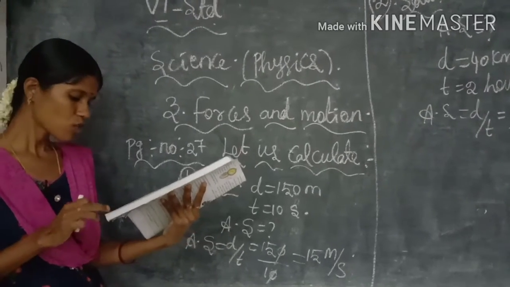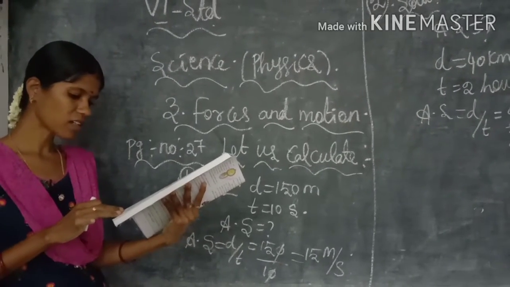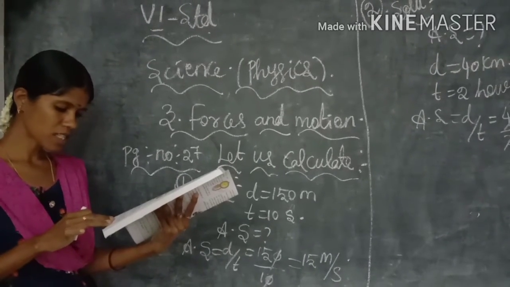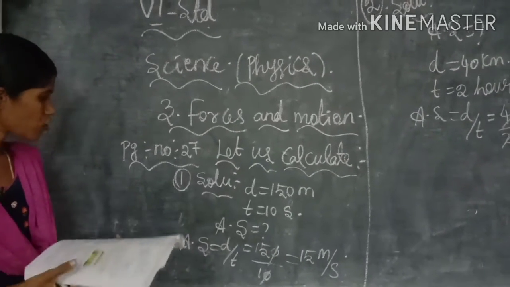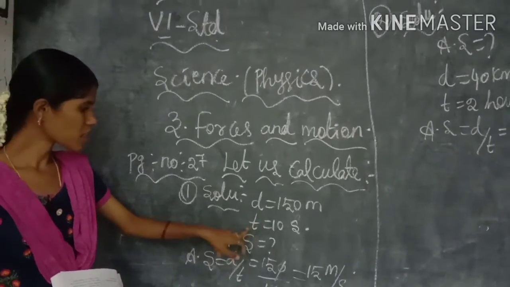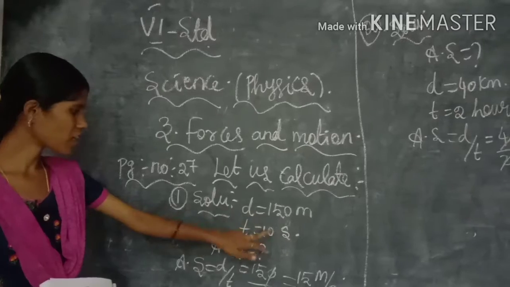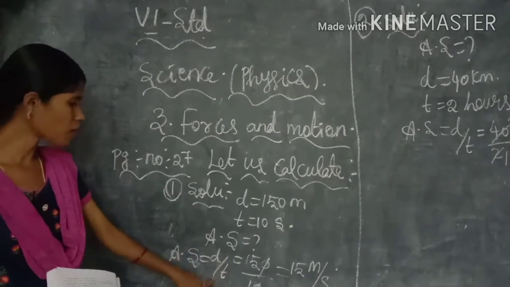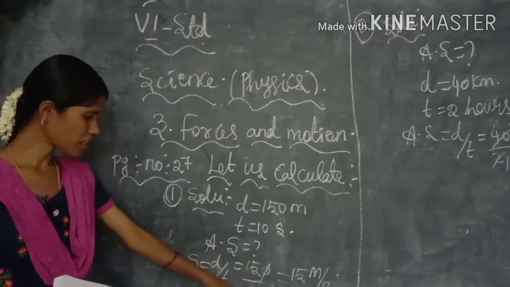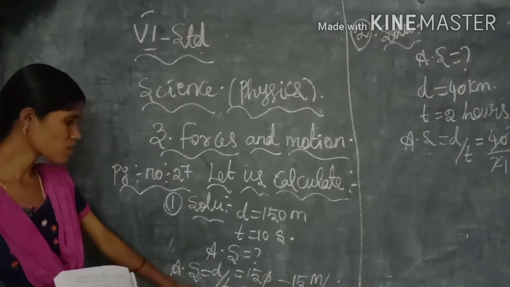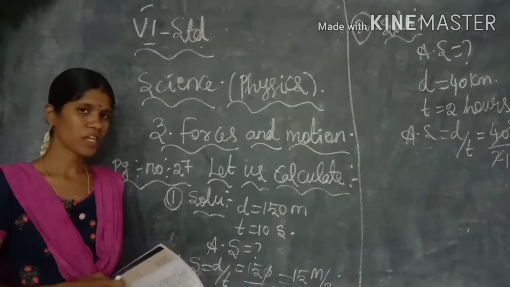The first problem is: a cat traveled 150 meter in 10 seconds, what is its average speed? We have to determine the average speed. The given data are distance 150 meter and time 10 seconds. The average speed formula is distance by time, which is equal to 150 by 10. The zeros get cancelled, the remaining is 15. So the average speed of the cat is 15 meter per second.